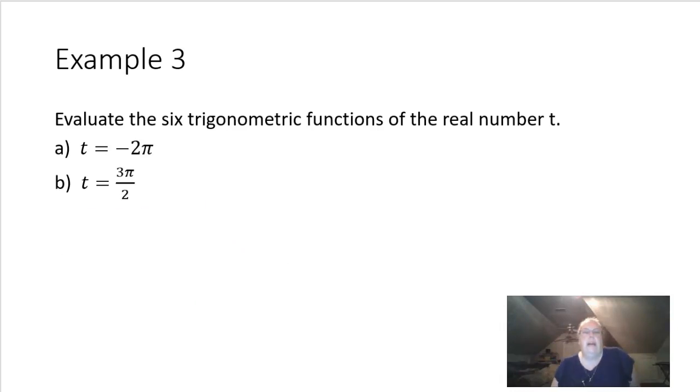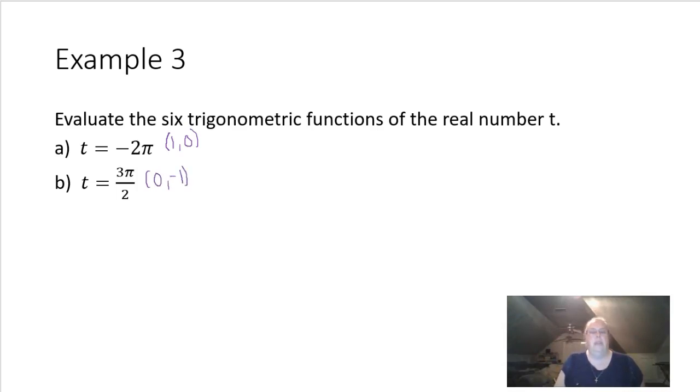Example 3. Evaluate the 6 trigonometric functions of the real number t. Part A, t is equal to negative 2 pi. Part B, t is equal to 3 pi over 2. All right, if we check on the unit circle, the coordinates at 2 pi are 1 and 0. And if we check on the unit circle, the coordinates at 3 pi over 2 are 0 and negative 1.